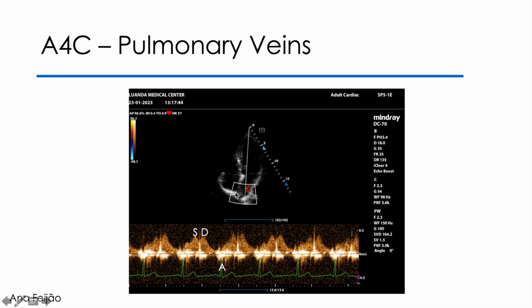So we put the color sector, we place it over the mouth of the vein, as small as possible to keep the frame rate high, and the color scale smaller than 40 centimeters per second. You can see here we have the opening of the right superior pulmonary vein. We place the sample in the entry port and align the cursor with the flow. By pressing the PW command again, we call the spectral graph, and it's something like this one.